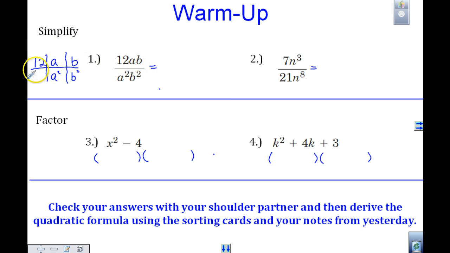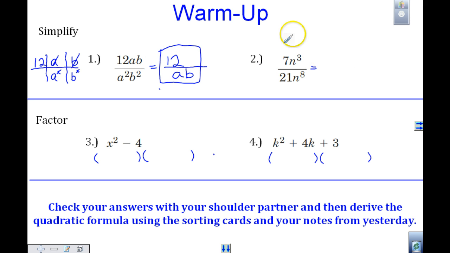So does 12 simplify with anything? Nope. And does A over A to the second simplify at all? Yep. One at the bottom now. That A just cancels out one of these. Same thing with B's. That B cancels out one of these. And that's it. So breaking it up into smaller pieces, just the numbers by themselves and each variable by themselves.